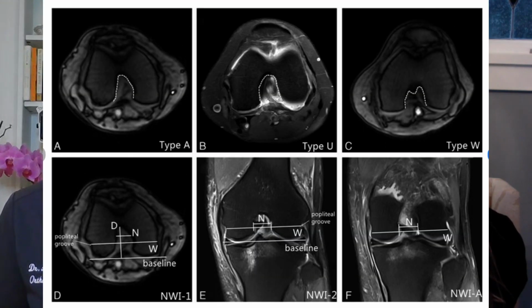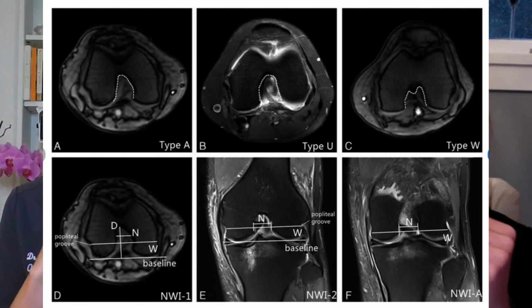So one is a narrow notch. Catherine, I'm sure we'll put up a nice diagram showing this, but there's essentially three main types of notches. There's the A-type notch, which until there's a diagram, I'm just going to demonstrate, which looks like this. There's the U-shaped notch, which looks like this. And then there's a W notch, which has a little bit of an apex in the center.